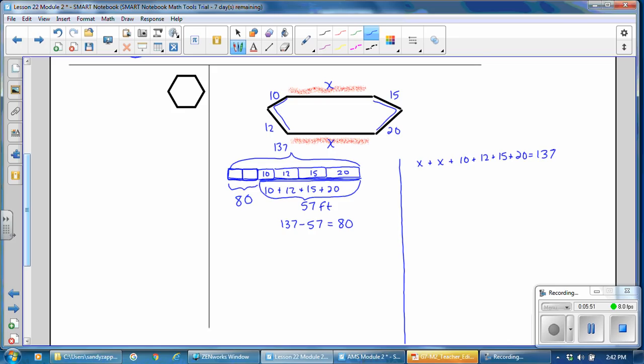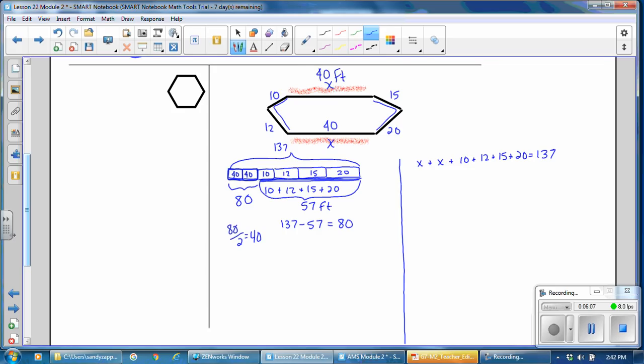So we're going to divide 80 by 2. 80 divided by 2 equals 40. And that means that each of these is worth 40 feet of fencing. So this is 40 feet, and this is 40 feet.